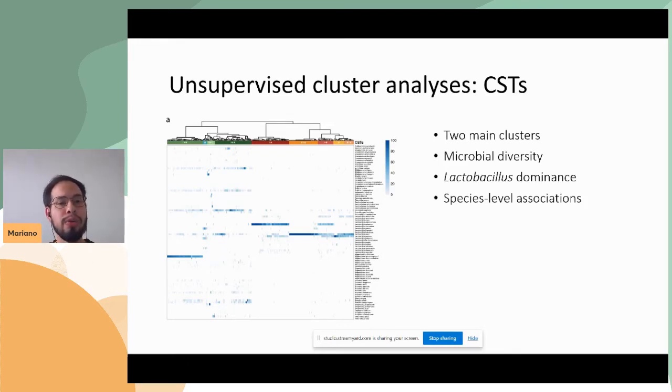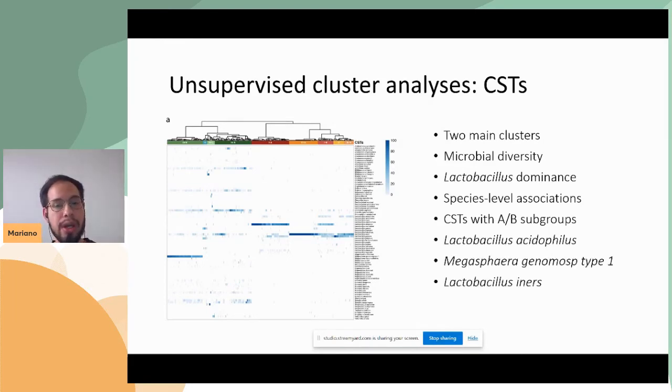And we also found that in these major groups of CSTs, there were certain species that cause a separation of communities. For this, we classify CSTs into A and B subgroups, depending on the associations of species like Lactobacillus acidophilus, Megasphaera genomosp type 1, Lactobacillus iners, and Lactobacillus jensenii.